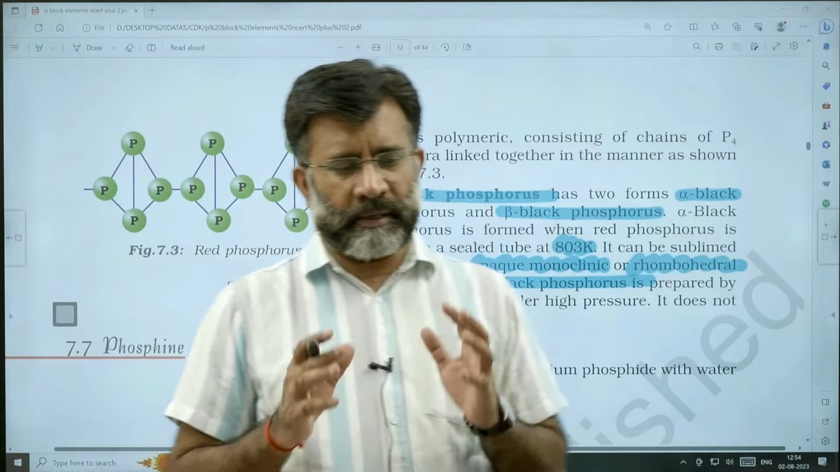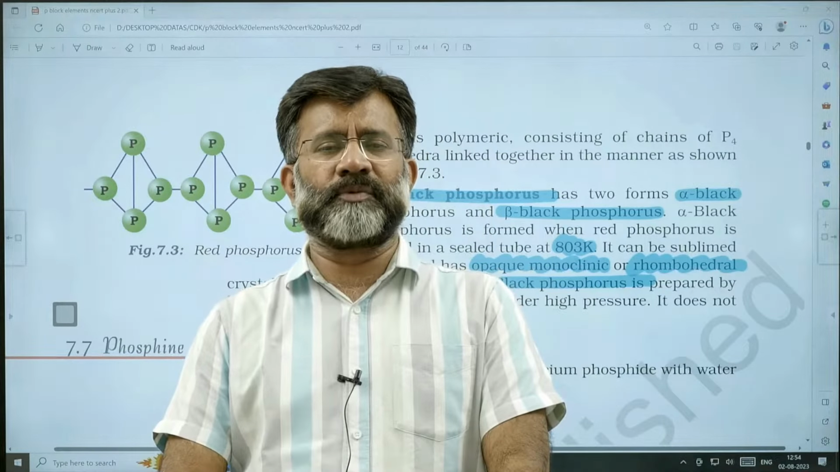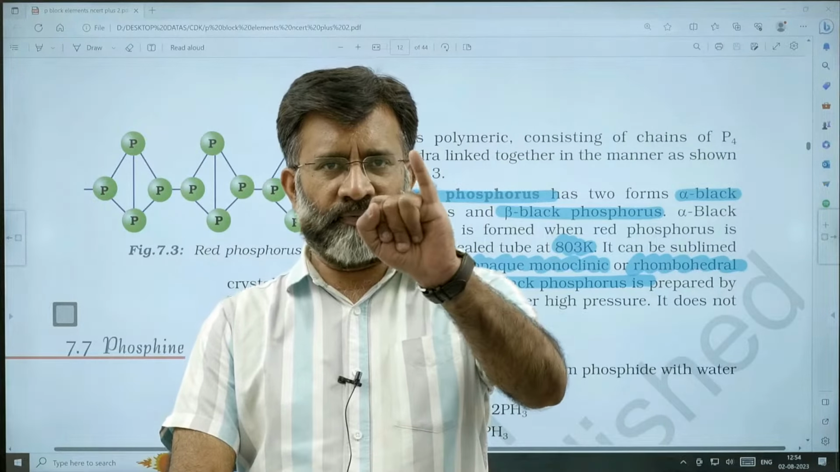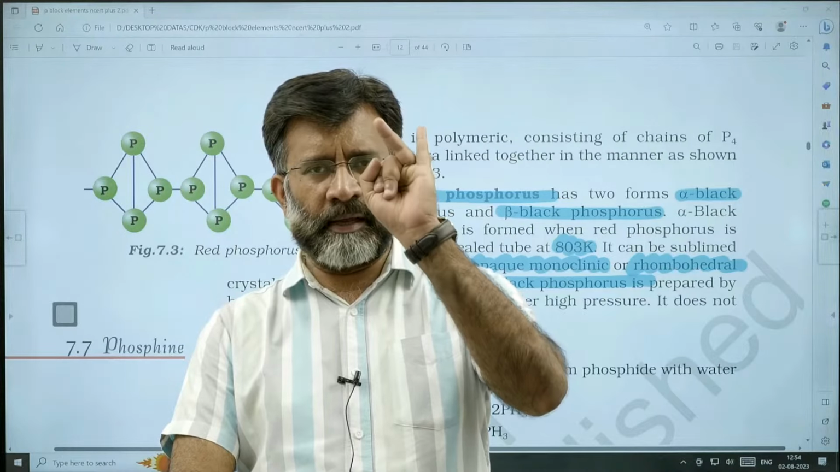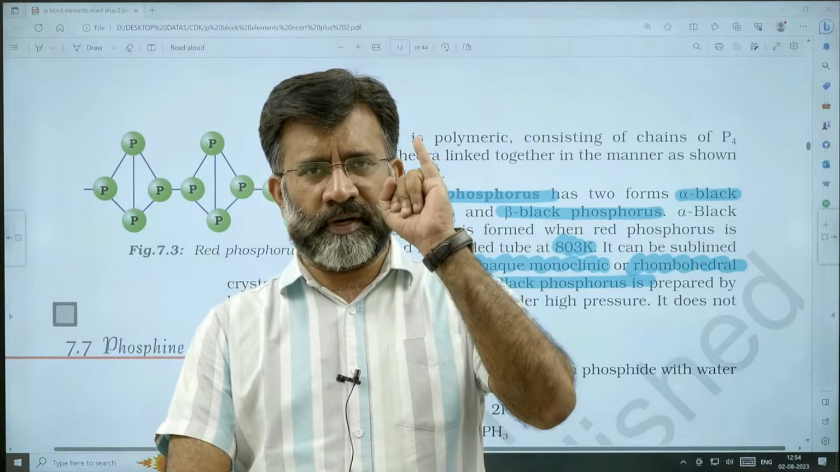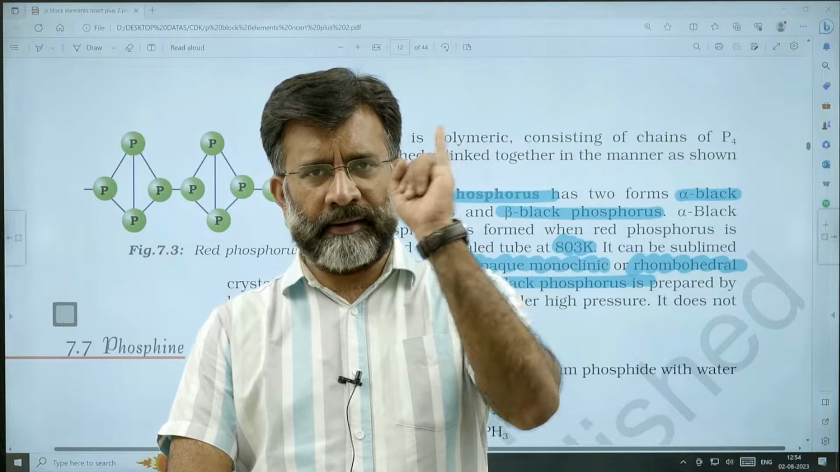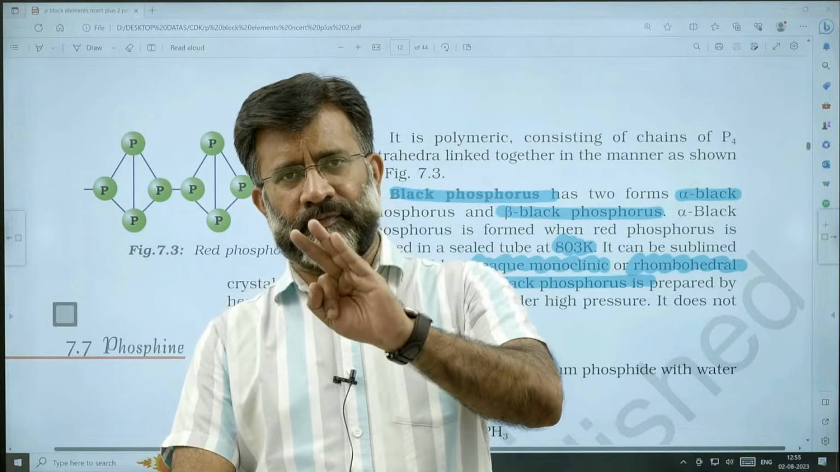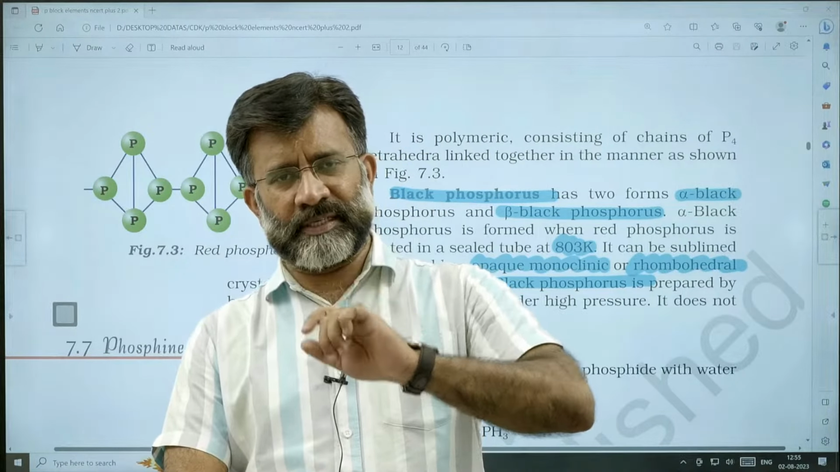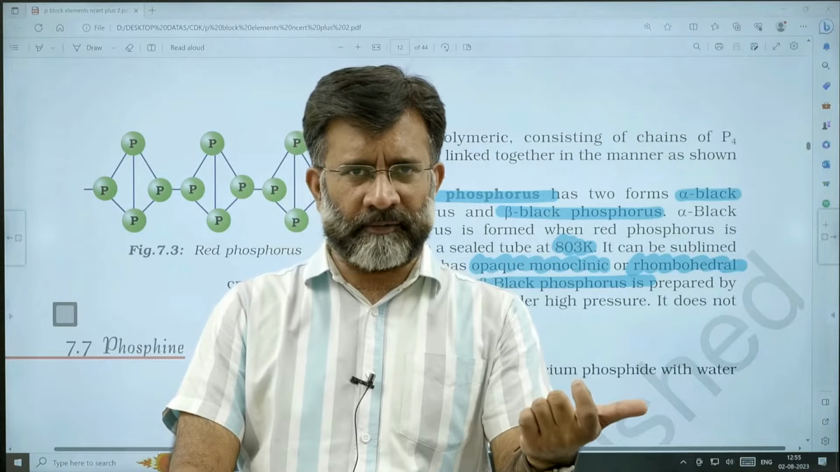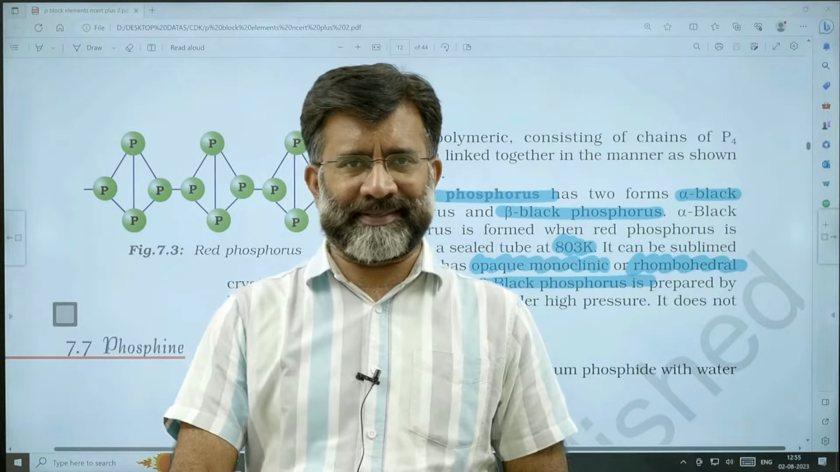That's about the important allotropic forms of phosphorus: white phosphorus, red phosphorus, black phosphorus. White phosphorus is more reactive than red phosphorus, which is more reactive than black phosphorus. Black phosphorus is more stable than red phosphorus, which is more stable than white phosphorus. Okay.